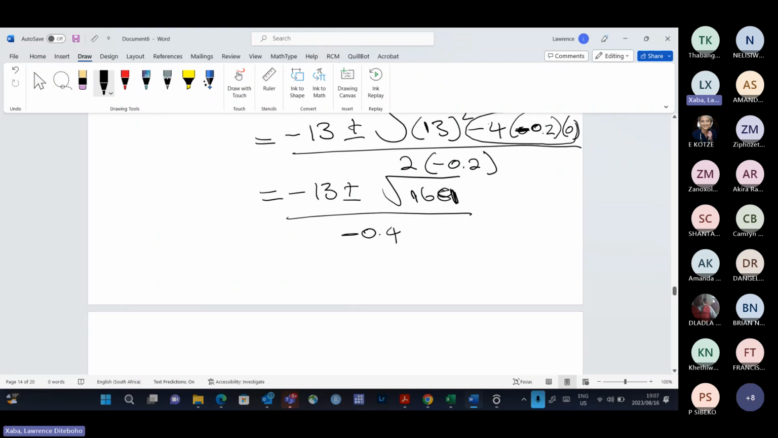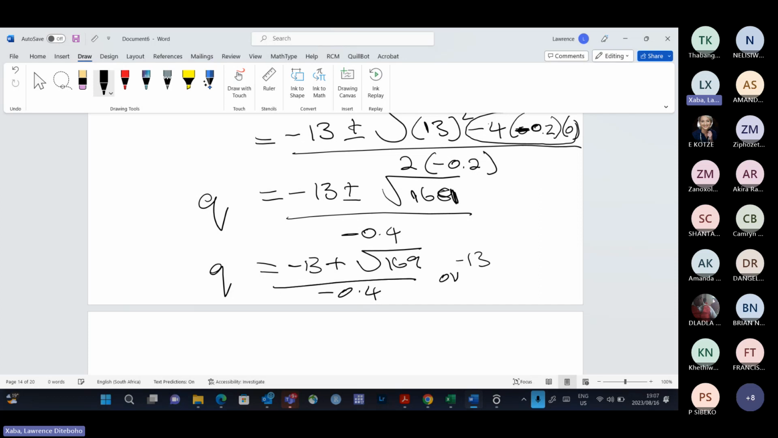So now, remember, we are calculating Q. We're going to have Q of negative 13 plus the square root of 169, divided by negative 0.4, or again negative 13 minus the square root of 169, divided by negative 0.4. So it means we're going to have 2 values of Q. Let's see what we have.